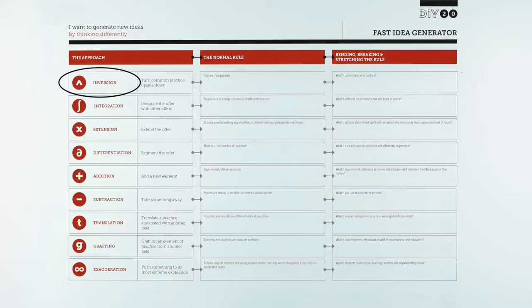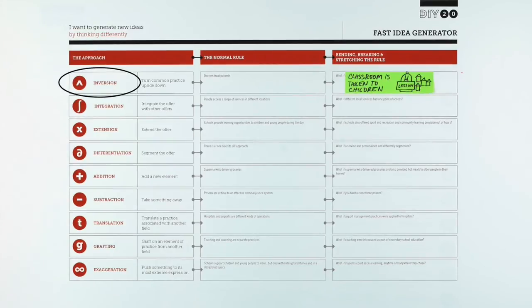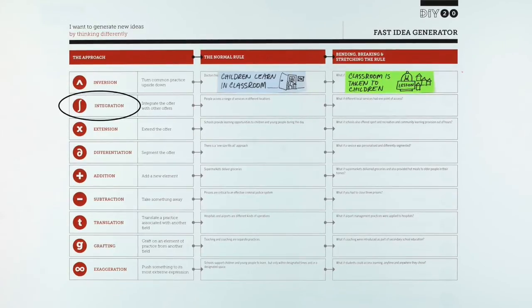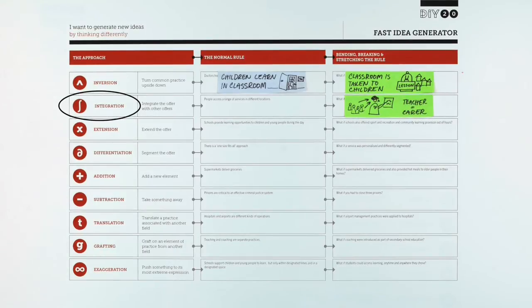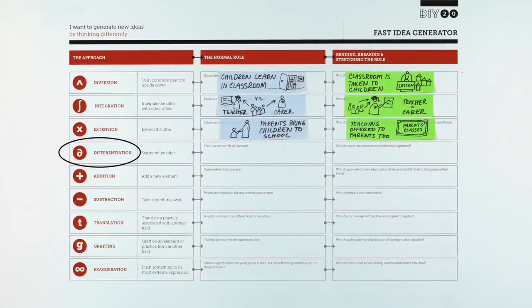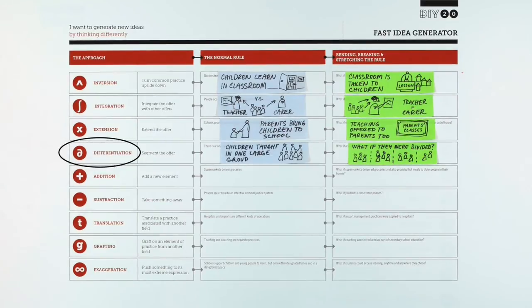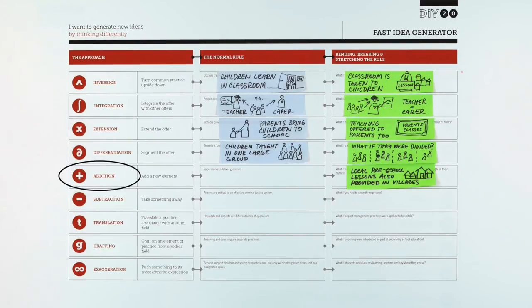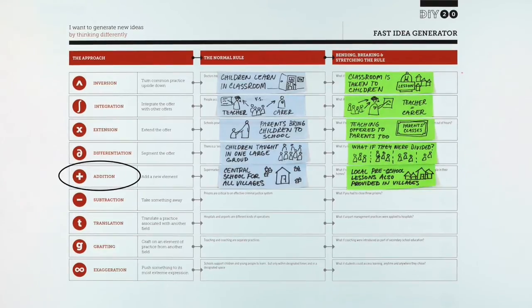She uses the inversion tactic to turn the system upside down. She tries to combine some services through the integration approach. Rikta wonders how to extend teaching to include other services as well. She uses a differentiation tactic to look at ways of separating elements of the system. Are there any new features Rikta could add to children's schooling? She maps out a few opportunities.